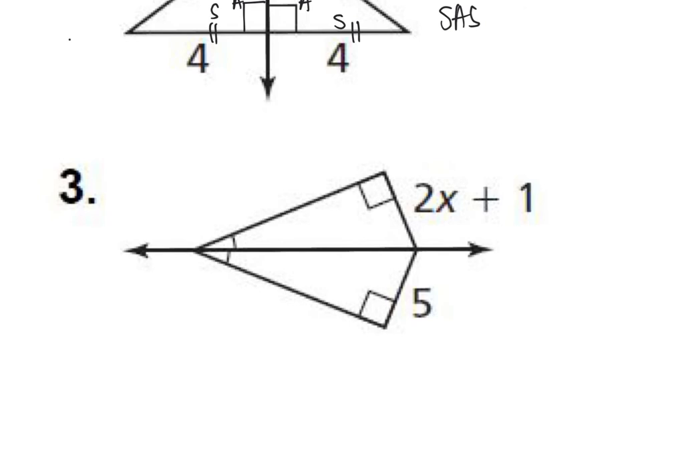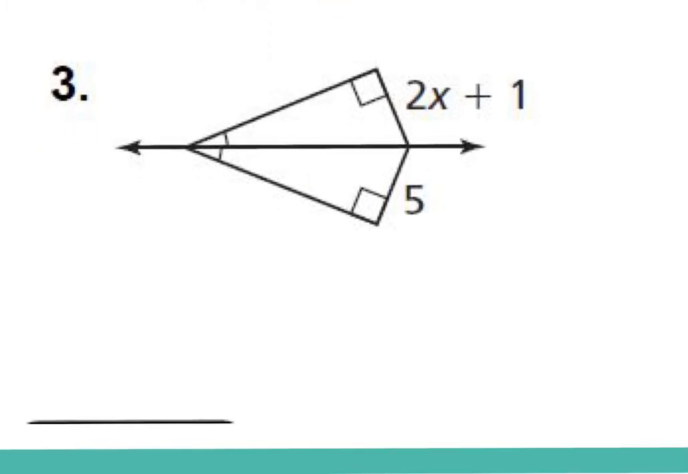Number 3. Emma? Since it's the angle side theorem, you set 2x plus 1 equal to 5. Angle side is a thing. I guess angle side angle too. It could be angle side or angle side angle. Either one, because if we know that those two angles are congruent, then these two angles also need to be congruent, by the third angles theorem. But all we need to do is set 2x plus 1 equal to 5. And what did you get, Emma? 2x equals 4, and then x equals 2.